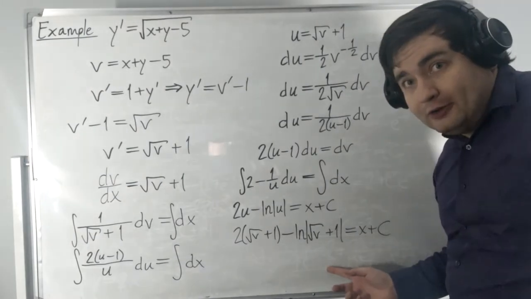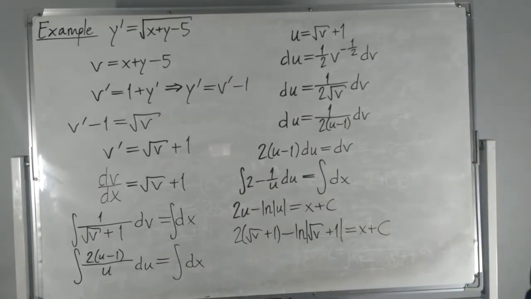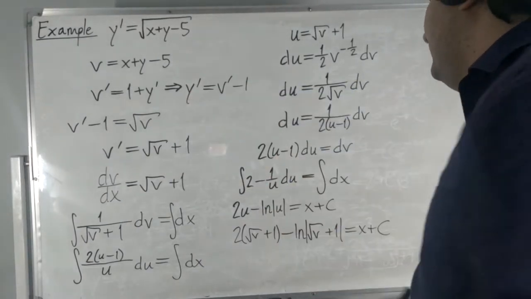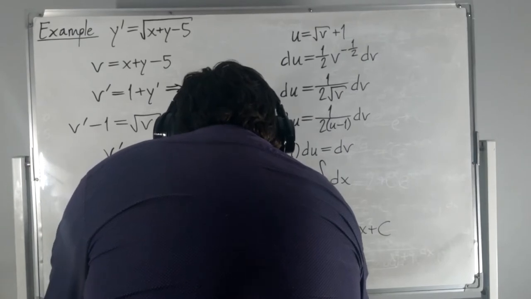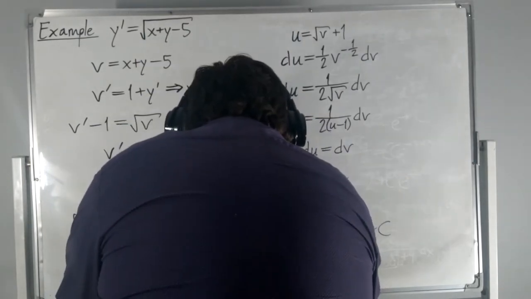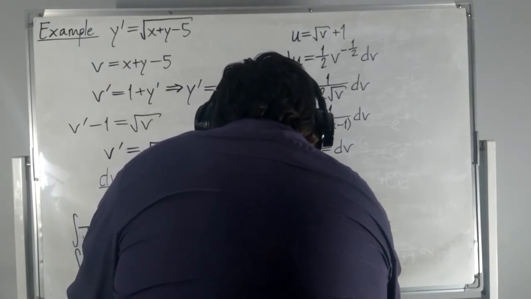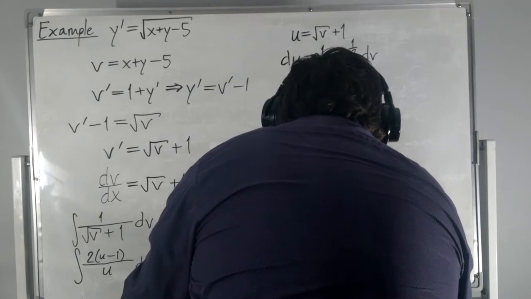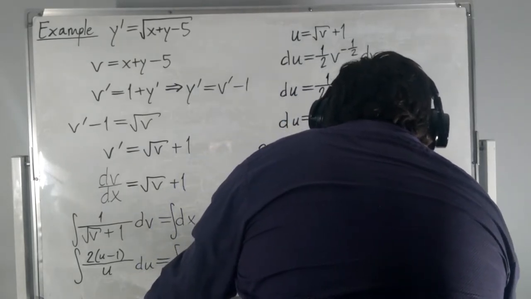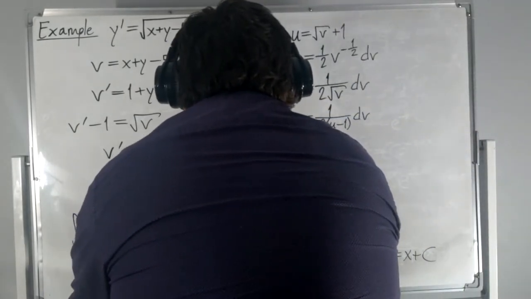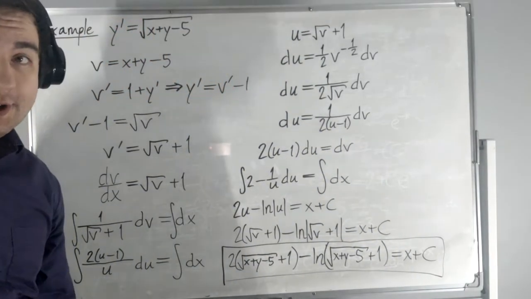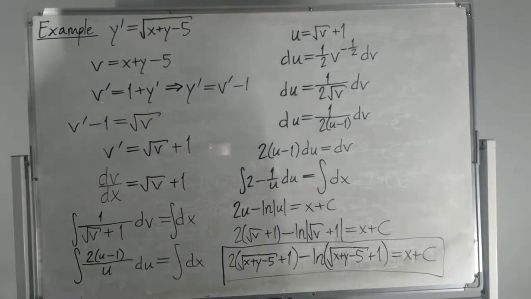Now, as far as solving this equation goes, I think that's basically impossible. Right? I don't see how we could isolate V here. But what we can do is substitute back in what V is. So this becomes 2 square root of x plus y minus 5 plus 1 minus the natural log of the square root of x plus y minus 5 plus 1 equals x plus c. And I suppose it's not ideal, but that is at least an implicit form of our general solution. Okay.